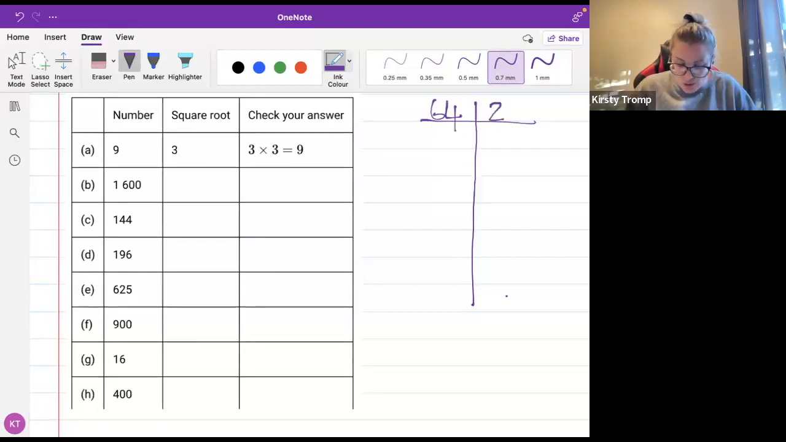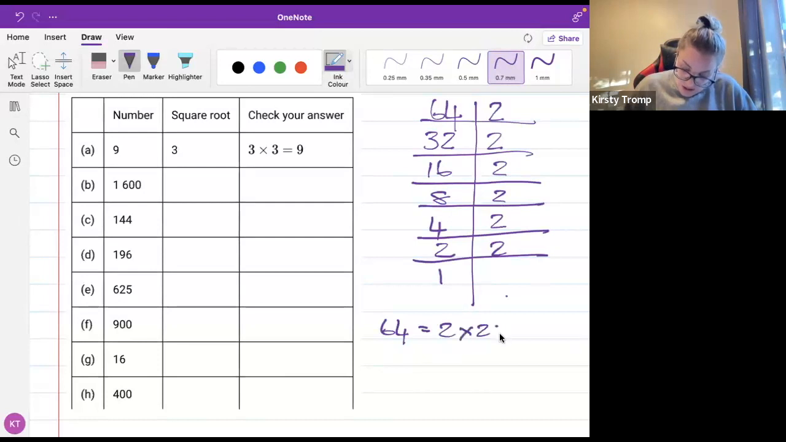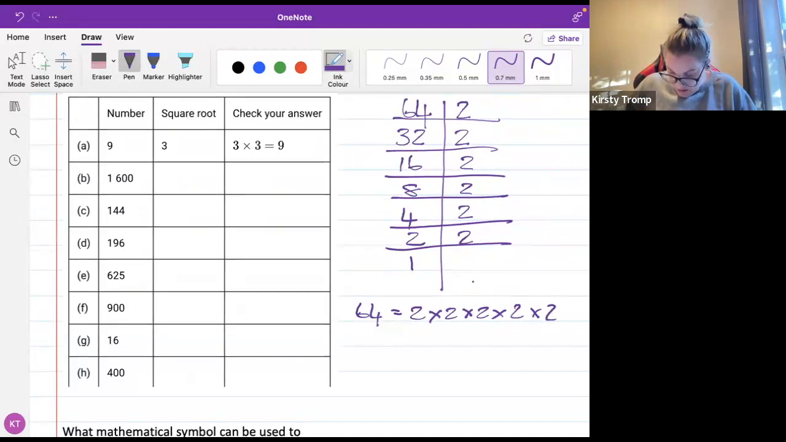So we're going to get 2, I'm going to get 32 there. I'm going to get 2, I'm going to have 16. I'm going to have 2, and we're going to have 8. And we're going to have 2 and 4. We're going to have 2 and 2. We're going to have 2, and we're going to have 1. So now it's going to say 64 is equal to 2 times 2 times 2 times 2 times 2 times 2. Oh my word, that's so many 2's. Do you agree? Yes, ma'am.